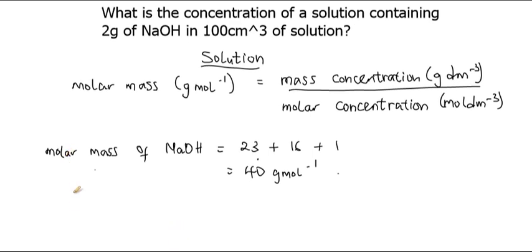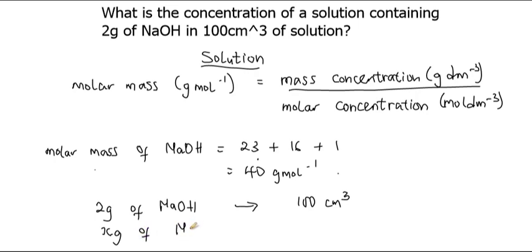From the question, we are being made to know that 2 grams of sodium hydroxide is present in 100 cm³. So how many grams will be present in 1000 cm³, which is equivalent to 1 dm³? So to do that, we'll be saying 2 grams of NaOH is present in 100 cm³. So x grams of NaOH will be present in 1000 cm³.